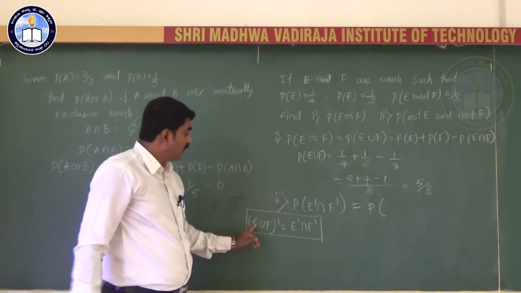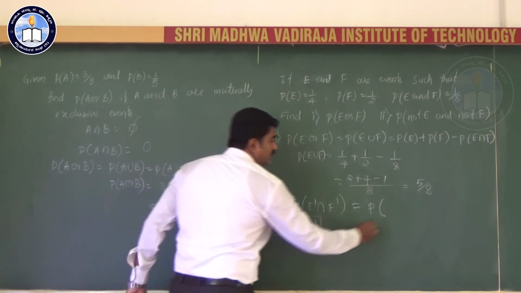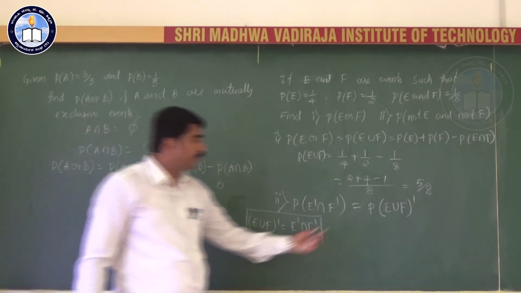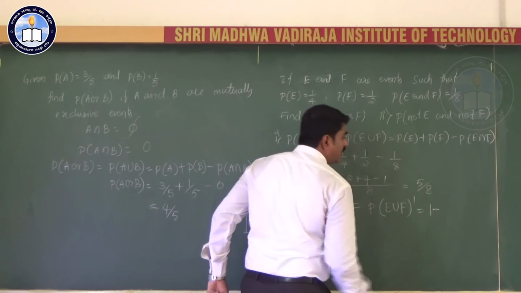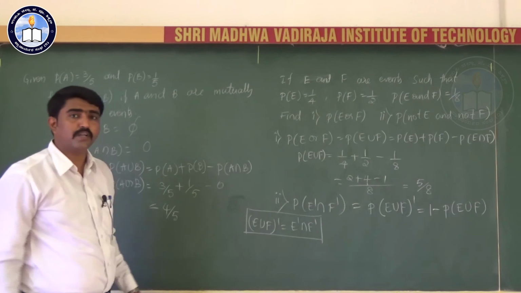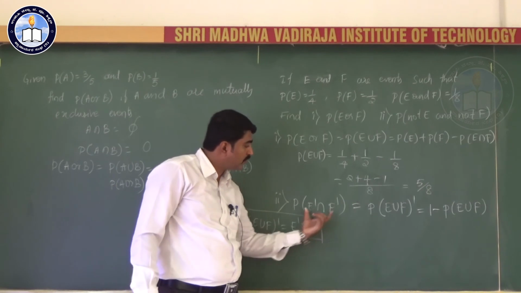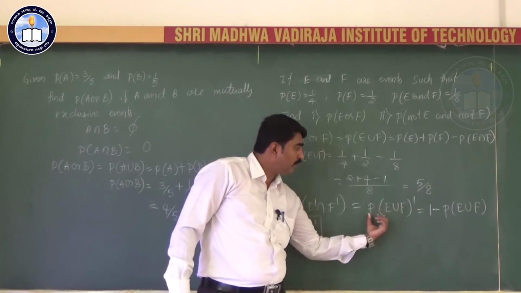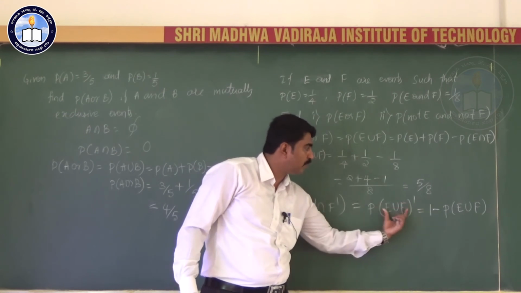So E union F whole complement is equal to E complement intersection F complement. Therefore the probability of not an event can be calculated as 1 minus the probability of that event, that is, 1 minus the probability of E union F. This is very, very important. The probability of not E and not F, according to De Morgan's property, can be written as E union F whole complement. So the probability of not an event is 1 minus the probability of that event.